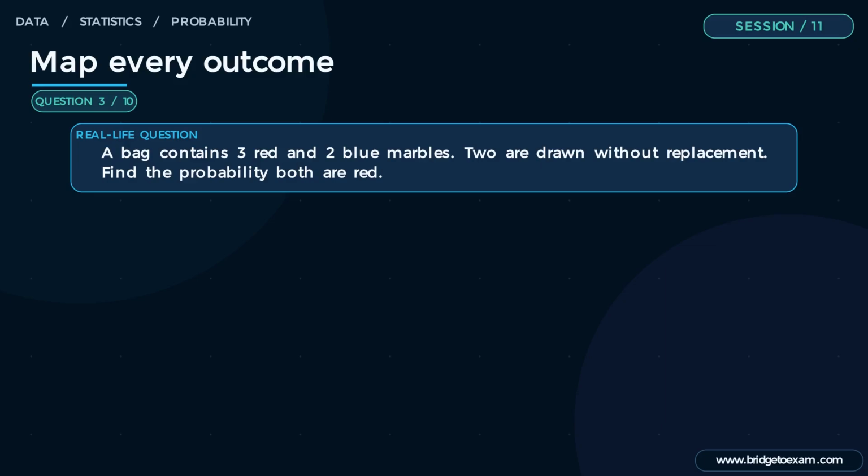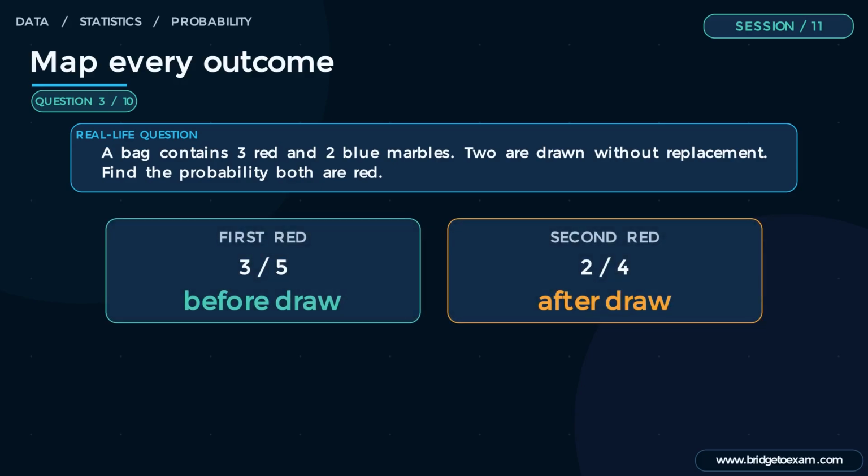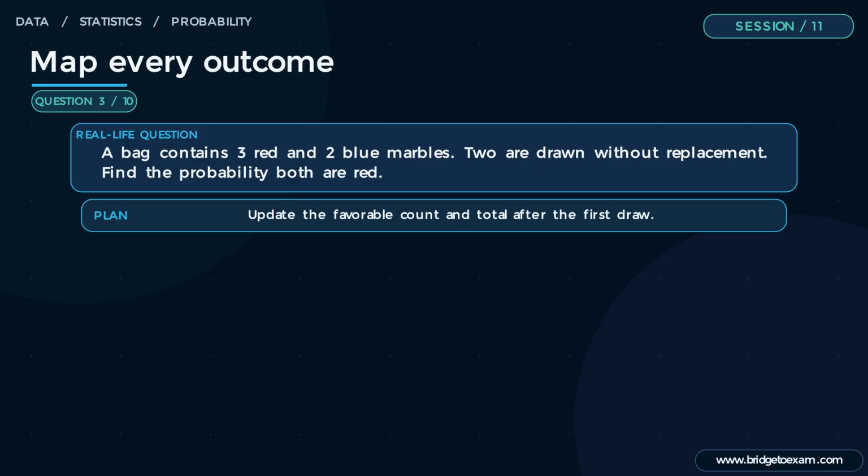Example 3. A bag contains 3 red and 2 blue marbles. 2 are drawn without replacement. Find the probability both are red. The comparison places both cases on the same scale. Plan. Update the favorable count and total after the first draw.